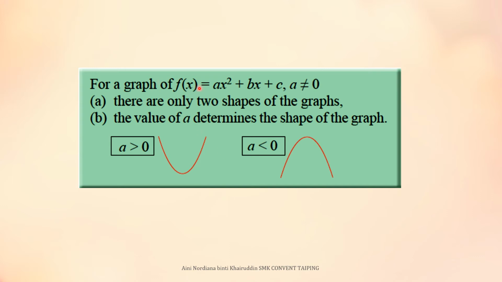For a graph of f(x) equals to ax squared plus bx plus c, where a is not equal to 0, there are only two shapes of the graph. The value of a determines the shape of the graph. If a greater than 0, then we will get a smile-shaped graph. While a is less than 0, we will get a sad-shaped graph.